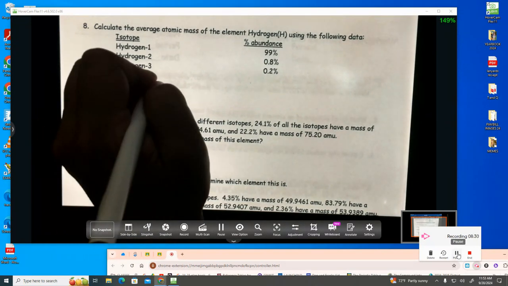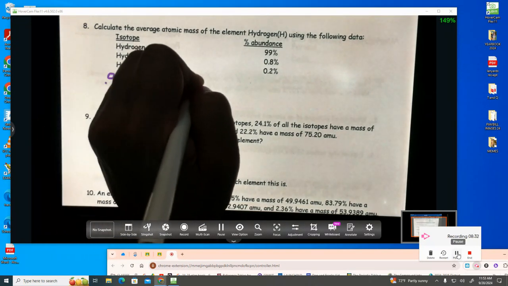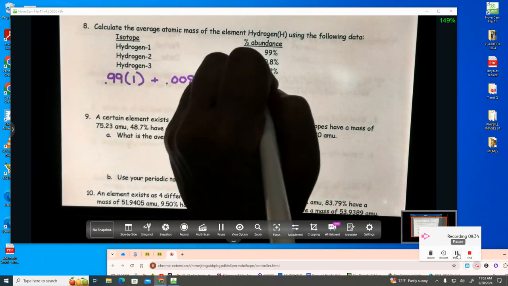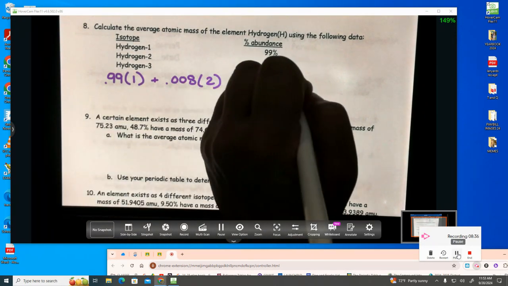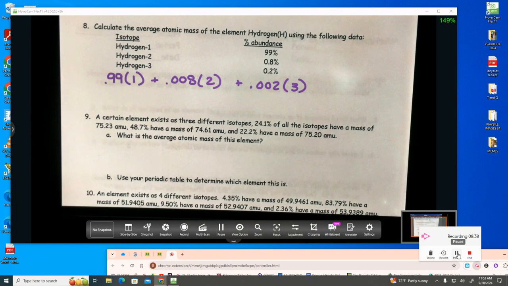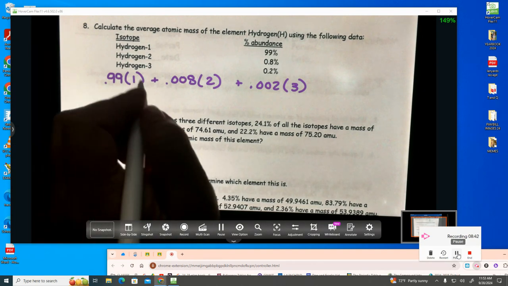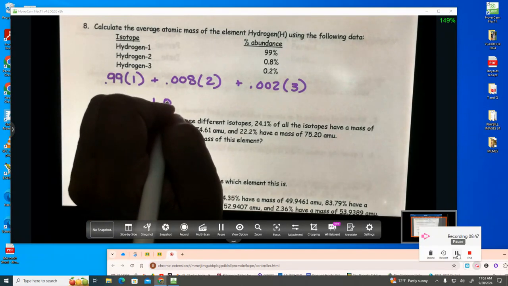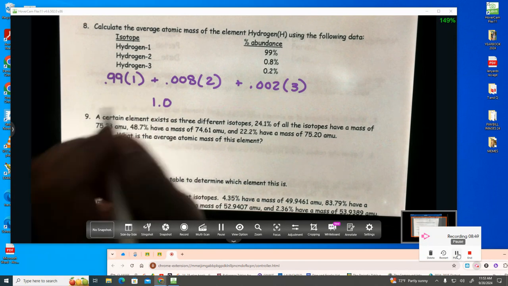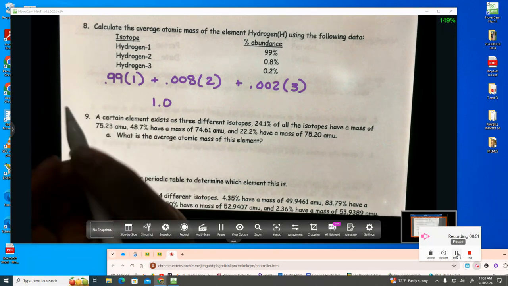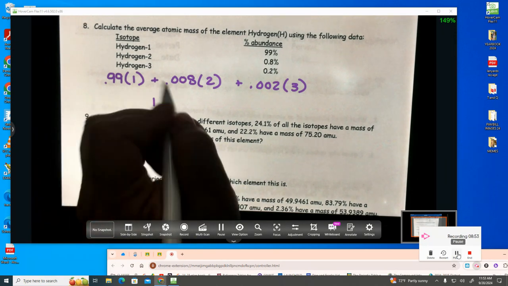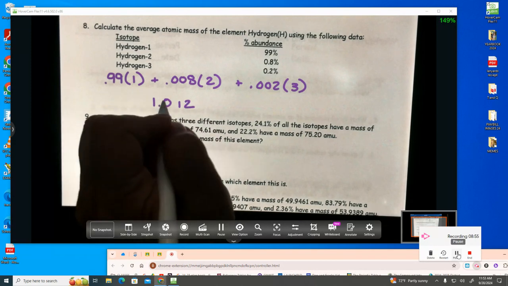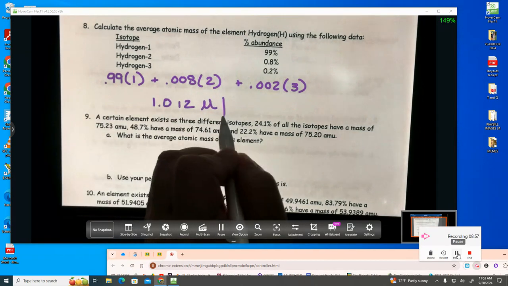0.99 times 1, 0.008 times 2, and 0.002 times 3. My answer should come out closest to 1. Okay, anybody have a number for me? 1.0. Oh gosh, I totally didn't catch that. 0.012. Okay. Atomic mass units.